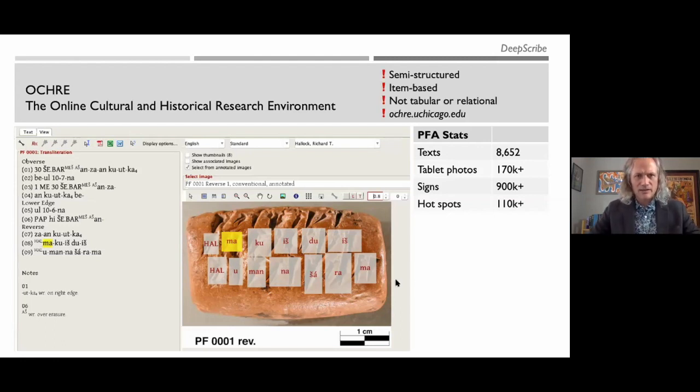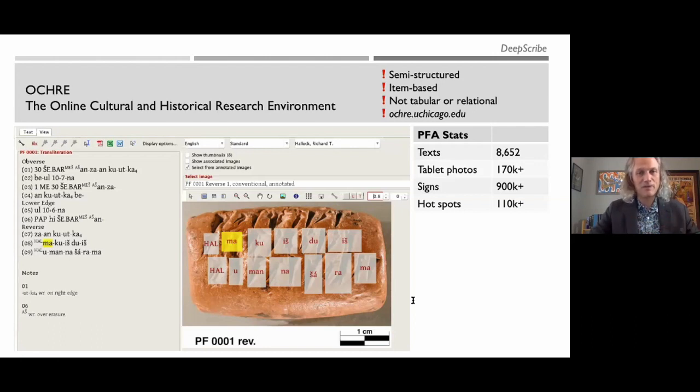OCHRE is a semi-structured, item-based database. It was created as a data management environment for archaeologists, but has since expanded to be used by a variety of humanities research projects around the world. Because the underlying data model in OCHRE is based on items and not tables, these items can be integrated in creative and powerful ways.